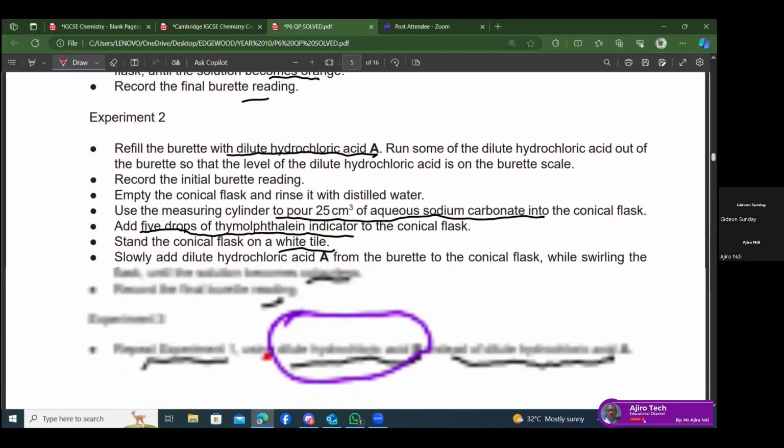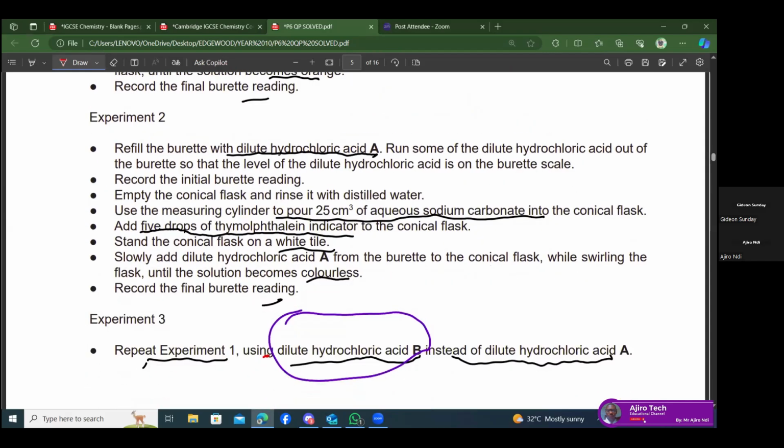Now, if we go to experiment two, you still use the same dilute hydrochloric acid in the burette. You use the same quantity of aqueous sodium carbonate, but this time you change the indicator. Instead of methyl orange, you're using thymolphthalein. And then, of course, the white tile is used for the titration process. We're going to see why the white tile is used anyway.